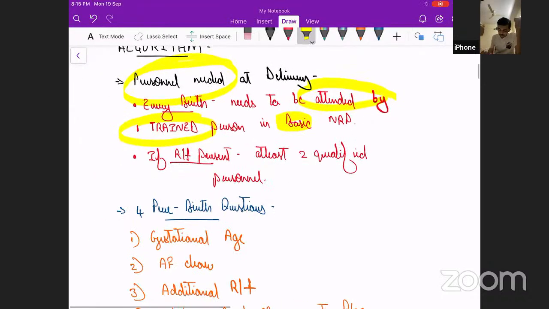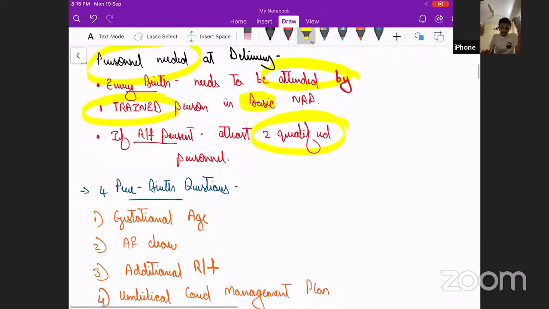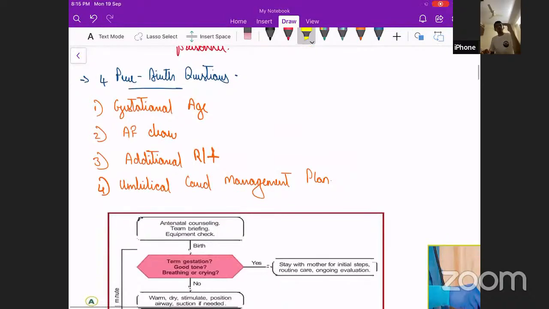So in that case, we need two qualified personnel in advanced NRP. Okay, so fine. Now you are trained in basic NRP or you are trained in advanced NRP, and you go into the labor room, or you go into the emergency OT. Fine. Over there, what happens?